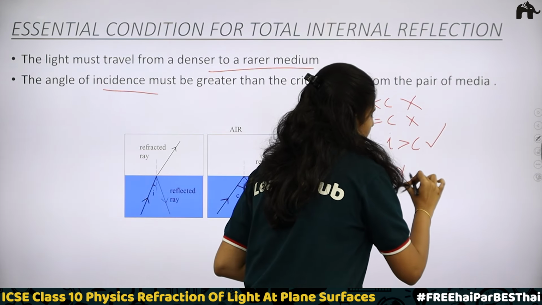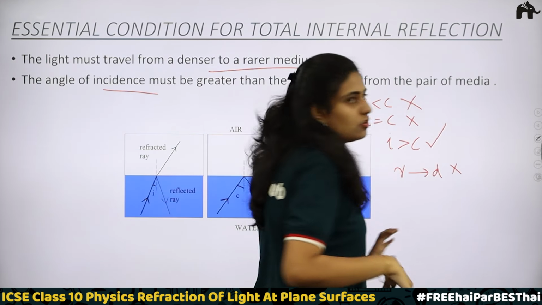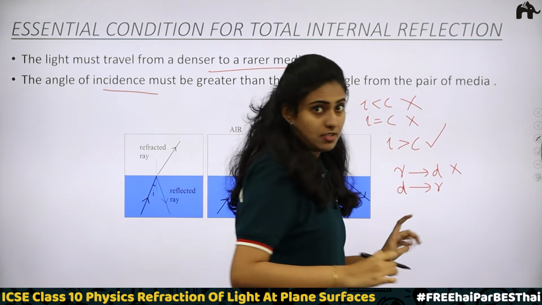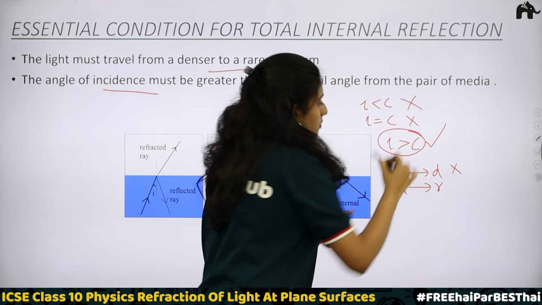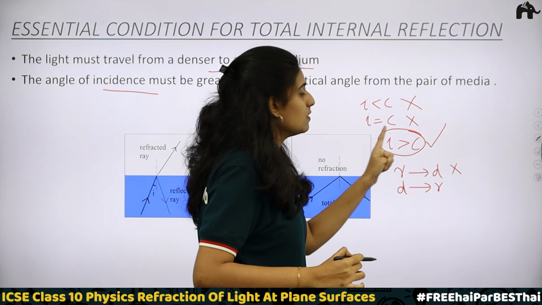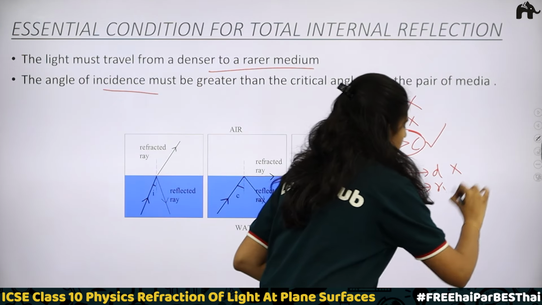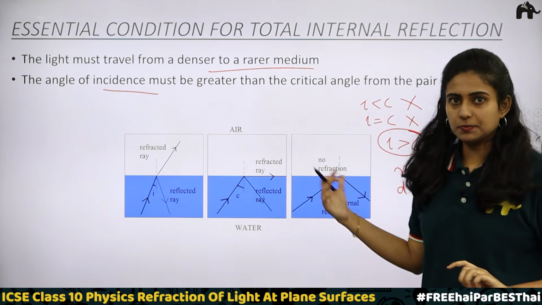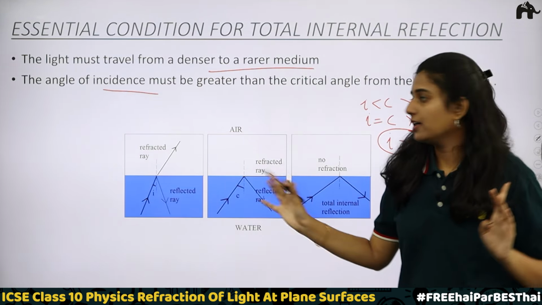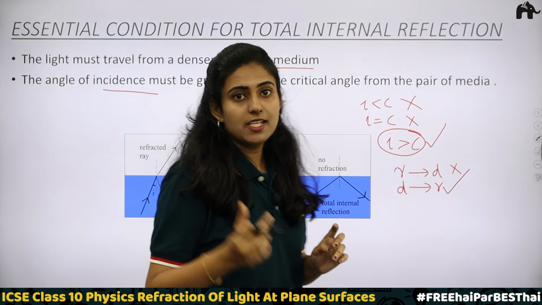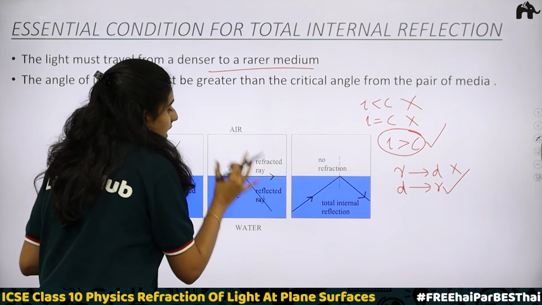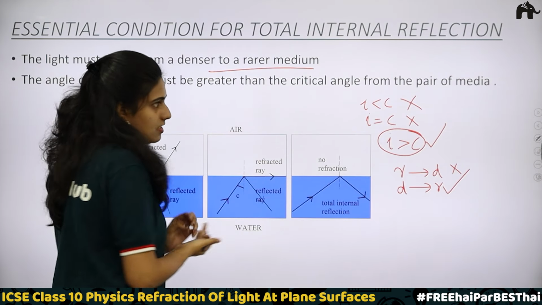Also, when light travels from a rarer to a denser medium, there is no total internal reflection. When the light travels from a denser to a rarer medium, the second condition should also be followed, that is, the angle of incidence becomes greater than the critical angle, and total internal reflection will take place. Clear? So, you have to remember one important point. Reflection takes place in the case of plane mirrors. But here the question is, where do we find the application of total internal reflection?